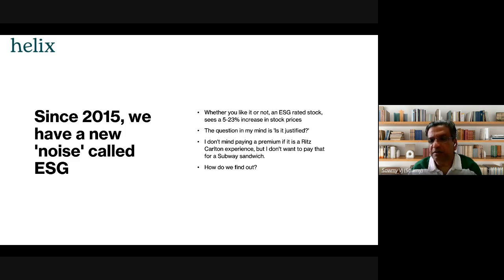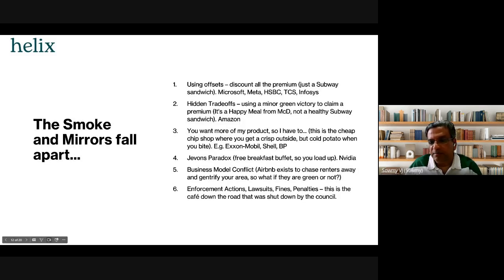So my point is, am I paying Ritz-Carlton prices to eat a Subway sandwich, right? Is it justified? How do we figure that out, right? We're going to talk through some of the mechanisms that many of these companies use, right? It's called the smoke and mirrors test, right?